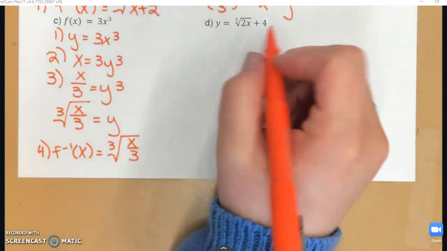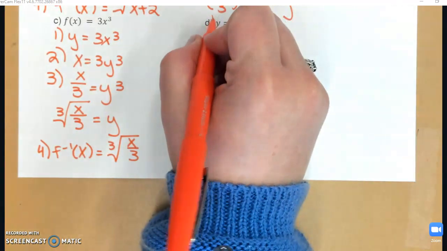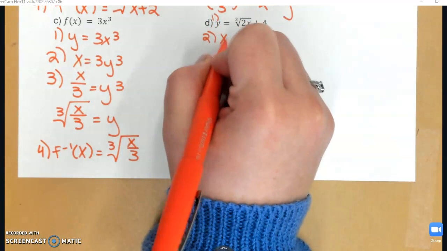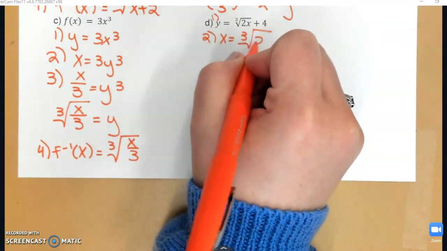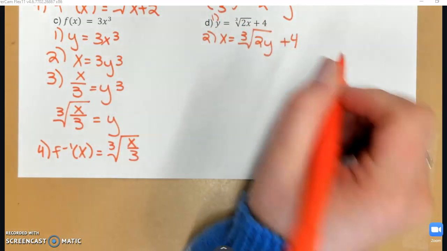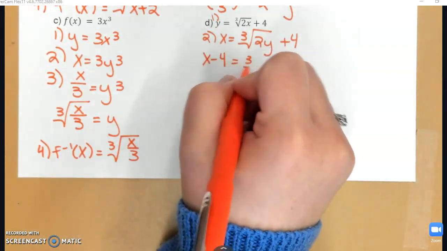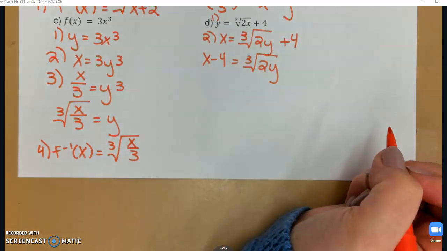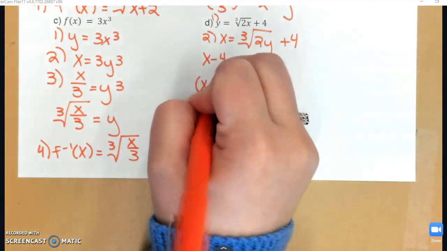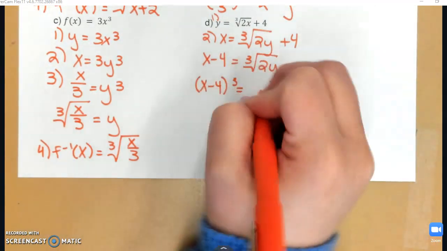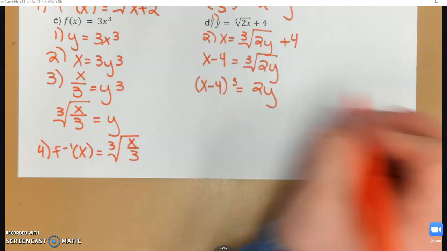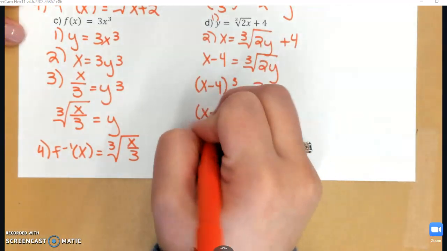Let's do this again for D. Again, this is already in the y equals form. So I'm ready to switch my x's and my y's. Use order of operations. I'm going to subtract 4. Now to undo the cube root, I have to cube both sides. And then I'm going to divide by 2.